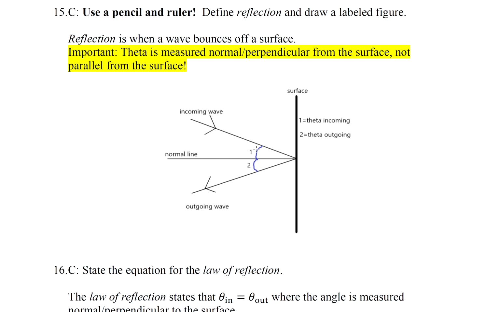And where you see this number 1, that's theta 1, and where you see this number 2, that's theta 2. So we have an incoming wave that hits the surface, and then there's an outgoing wave. Where 1 and 2 is theta in and theta out. So I define reflection as when a wave bounces off a surface, and I draw a labeled figure.